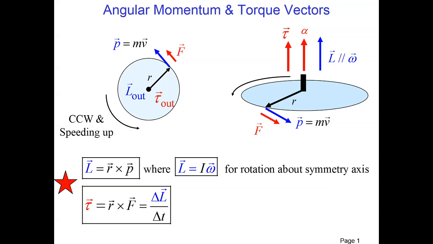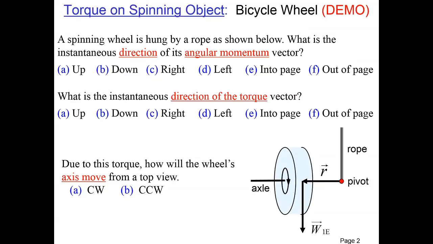Okay, so let's try an example and see how this works. So we have a wheel that is rotating, and it is suspended from a rope. So the spinning of the wheel provides an angular momentum, and the weight that is pulling the wheel down provides a torque. So let's work out what happens here. What is the direction of the angular momentum? To find that, we need the direction of the angular velocity. That means we need to use the right-hand rule.